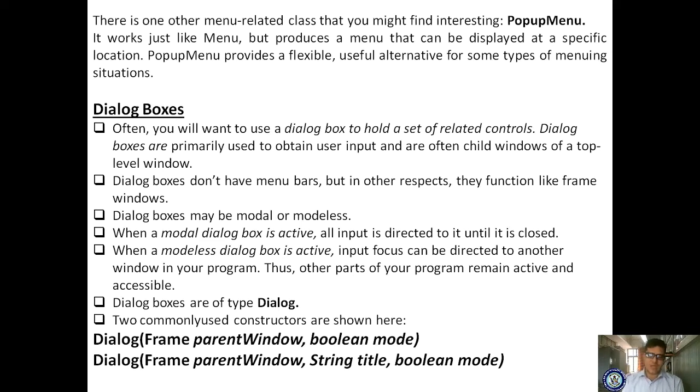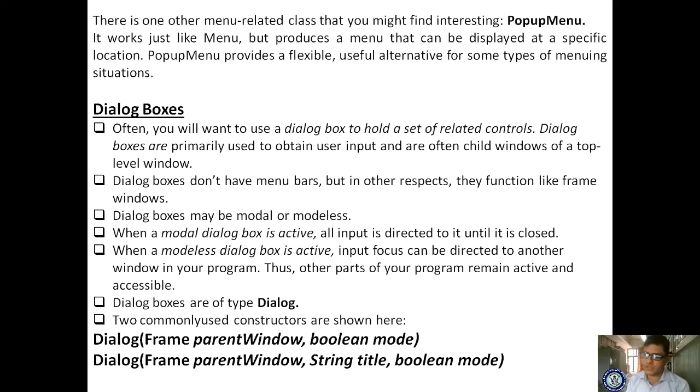Dialog boxes are of type Dialog. Two commonly used constructors are shown here. Let us see. These constructor methods are used: Dialog(Frame parentWindow, boolean mode). Here the first one is the parent window, and we are taking the boolean mode, so you have to specify the mode. And the second one: Dialog(Frame parentWindow, String title, boolean mode). In the second method, we have to specify which is the parent window and what title should appear. For example, if I click the open dialog box, the open title will appear, right?